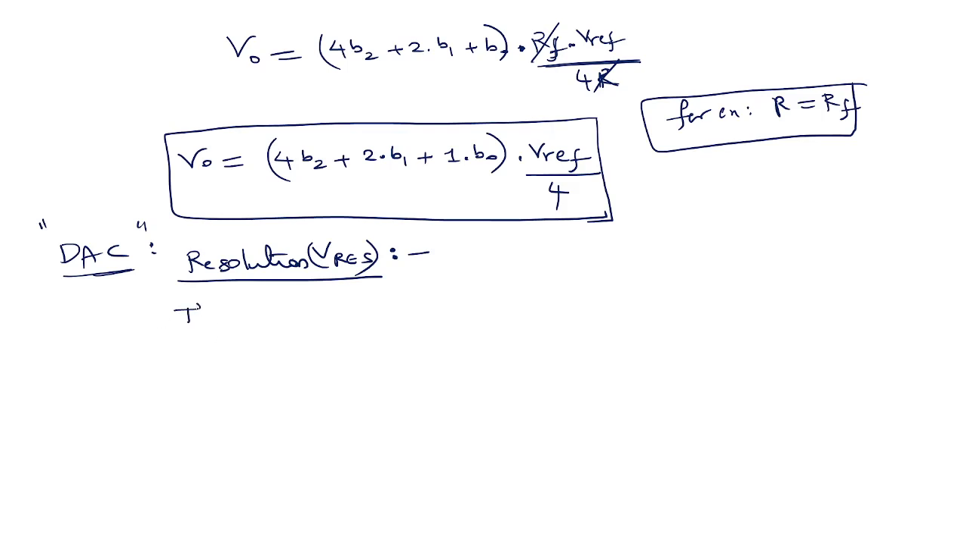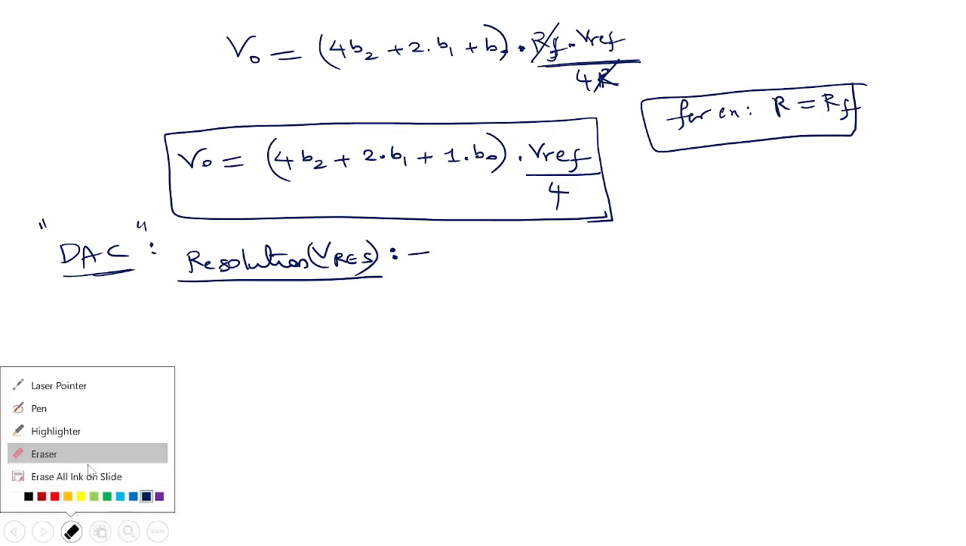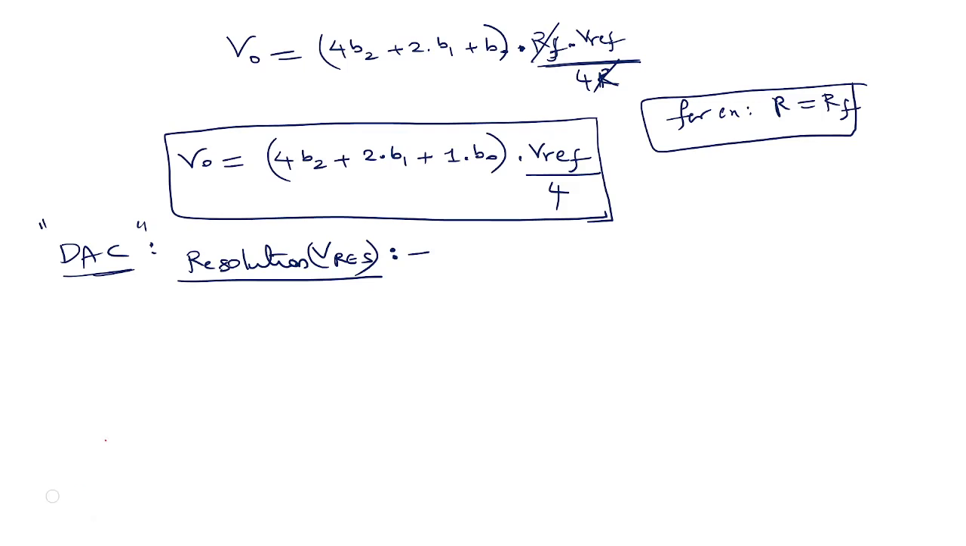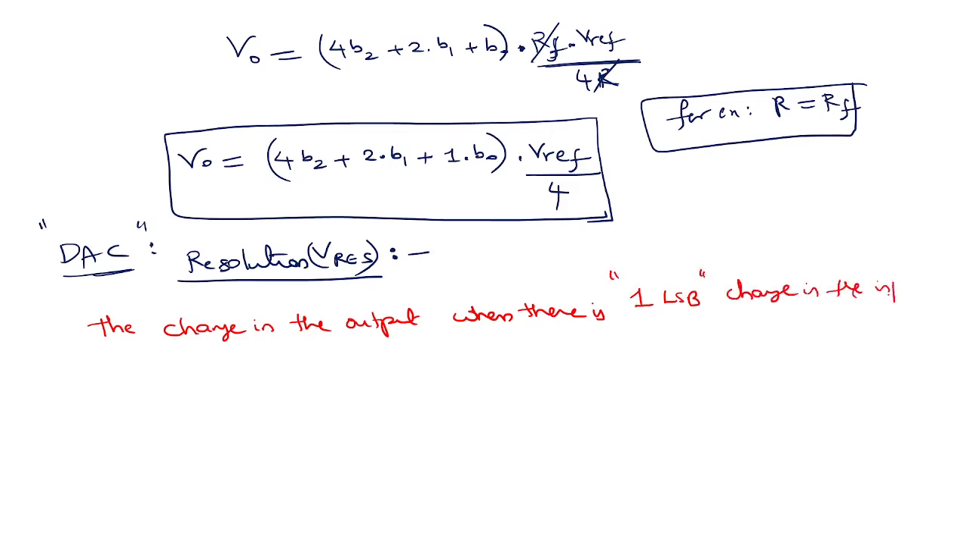The output, very simple. The change in the output when there is one LSB change in the input. This is very important. That's it. The change in the output voltage when there is one LSB change in the input.